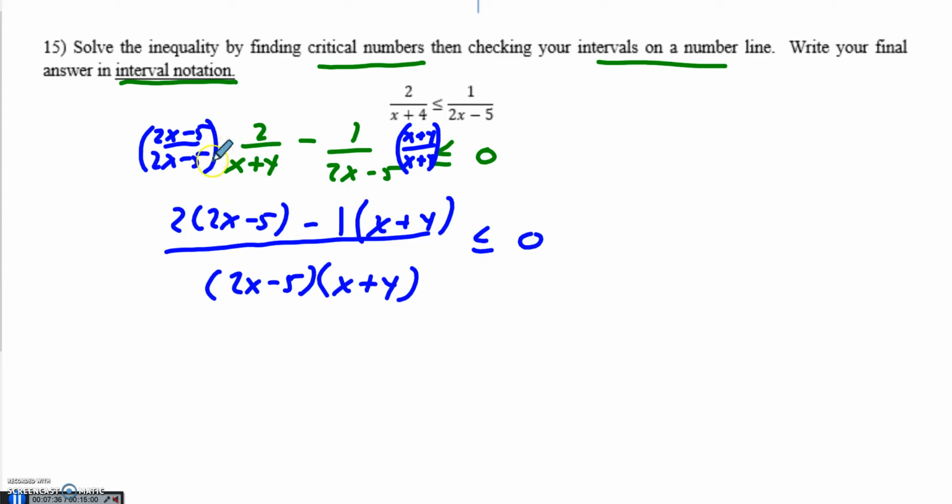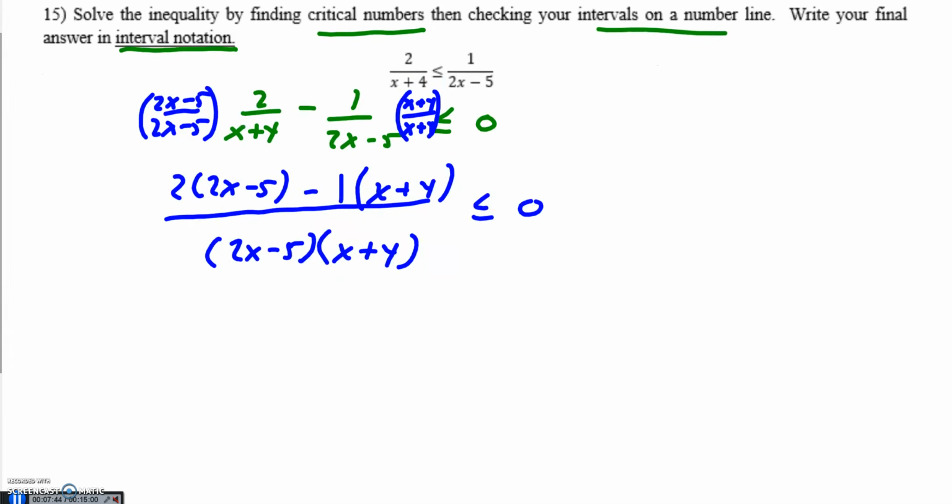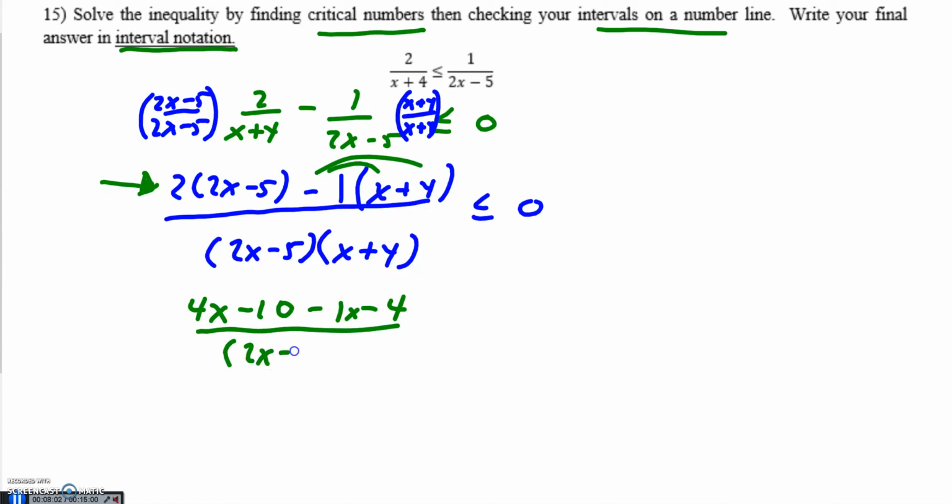You definitely could write both these fractions separately first and then combine them, but I hope it makes sense to you why I just push them together just to make my life a little easier. If I keep simplifying the numerator, again, I would suggest not multiplying out the denominator. If I worry about the numerator, I'd get 4x minus 10 minus 1, but remember that negative has to distribute to both, so it would be minus 1x minus 4 all over. I would not, again, please don't multiply this out. You make your life harder.